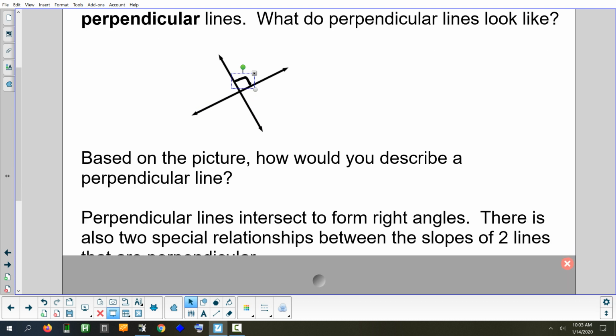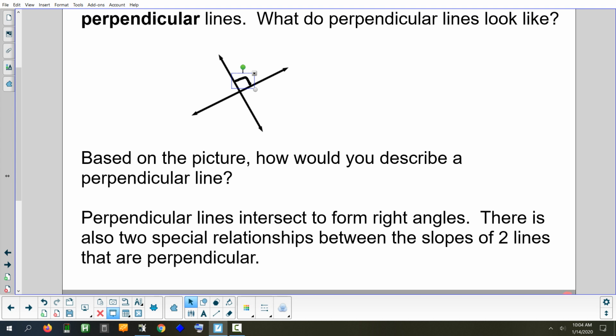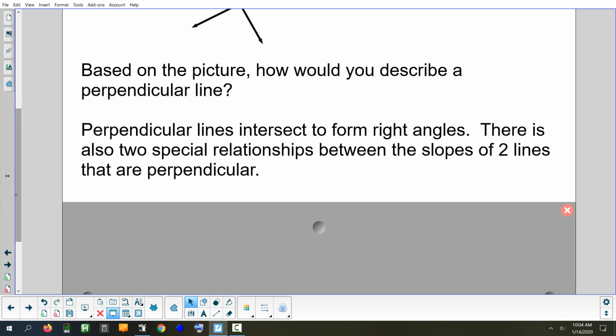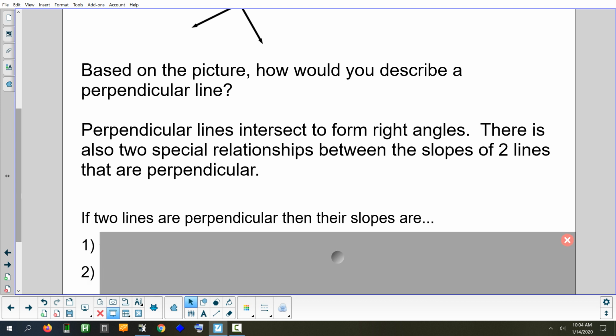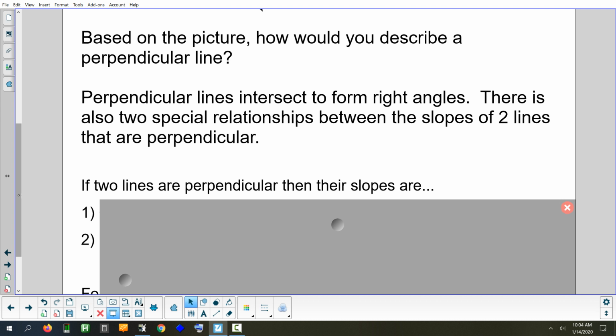So, perpendicular lines intersect to form what we call right angles. On your guided notes, I'll tell you when we get to the 1 and the 2. Okay, that's the first thing. So perpendicular lines intersect to form right angles, and there's a special connection between their slopes. And this is what you want to put on your guided notes.